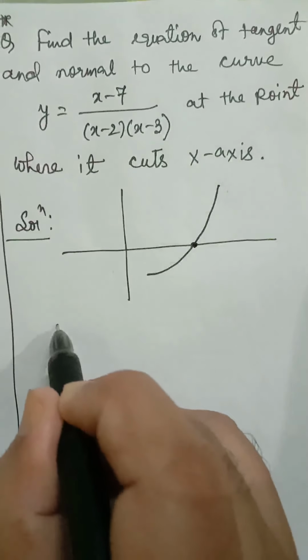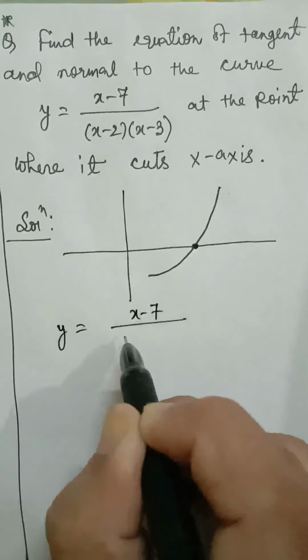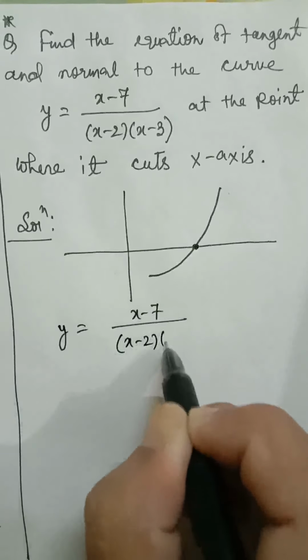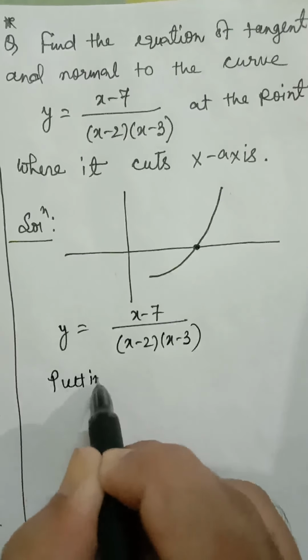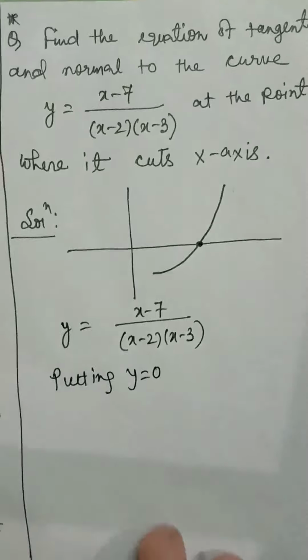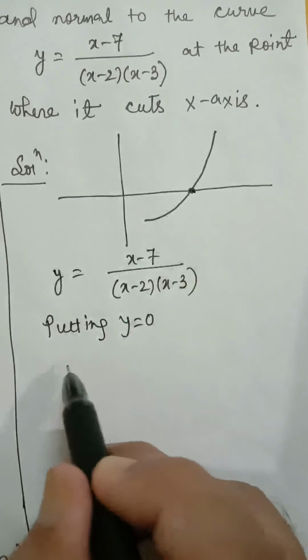So first of all, in the given curve y equal to (x minus 7) by (x minus 2) into (x minus 3), putting y equal to 0, because we know for any point on x-axis, this point lies on x-axis, so its y coordinate will be 0.